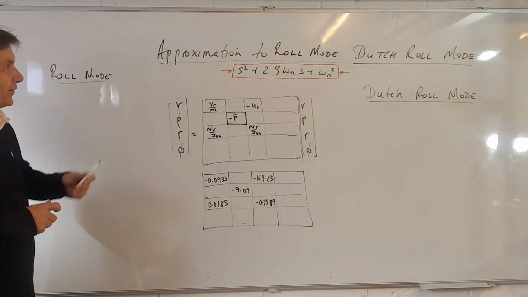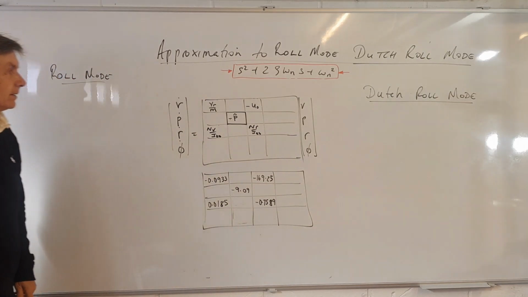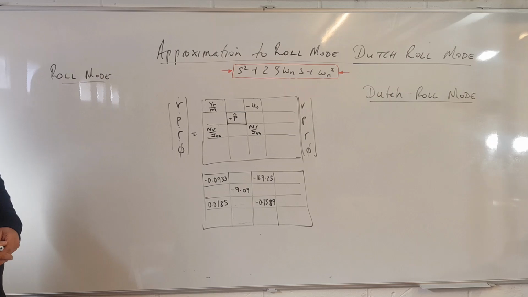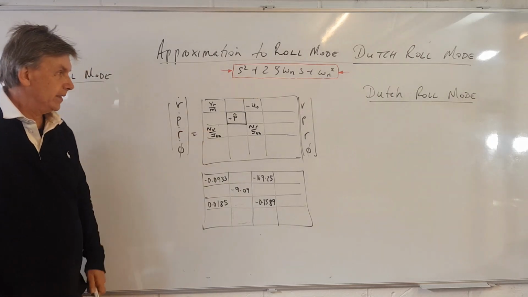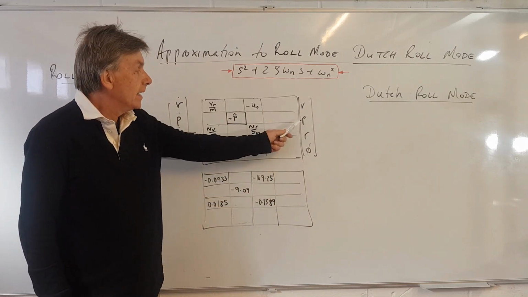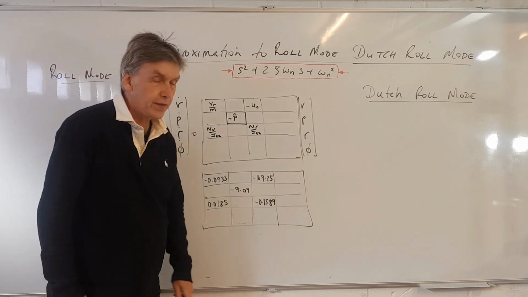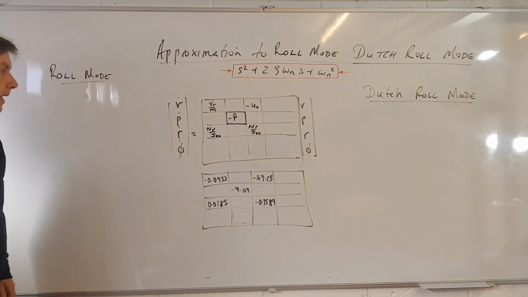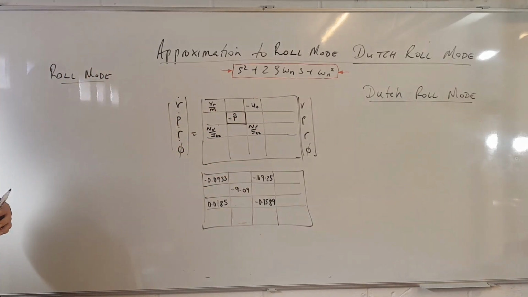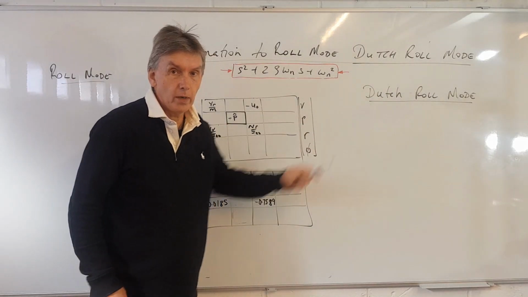Okay, we're back again. This time we're doing the approximations, the roll mode and Dutch roll mode. The roll mode and Dutch roll mode come from the lateral dynamics. In lateral dynamics, we again have a 4x4 matrix, which has V, the side slip velocity, P, the roll rate, R, the yaw rate, and phi, the roll angle. And again, it's just a certain limited number of parameters which give us the ability to extract the roll mode and the Dutch roll mode.